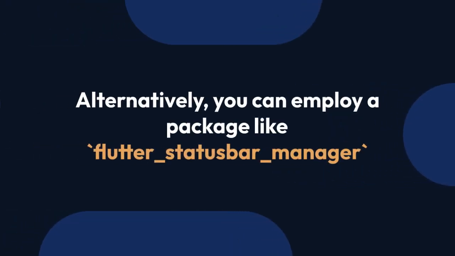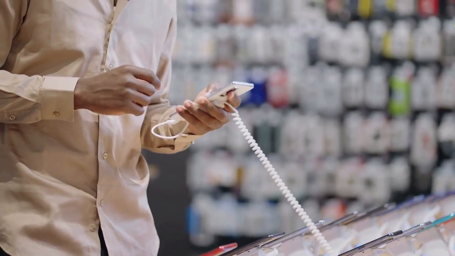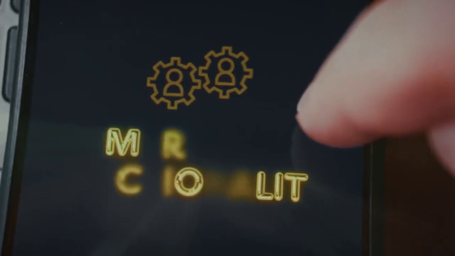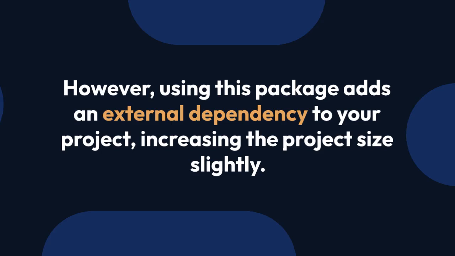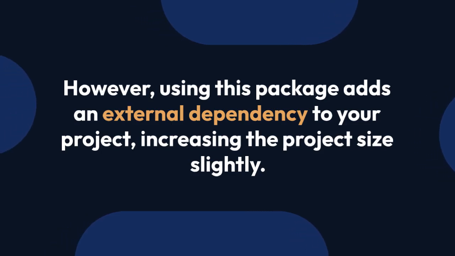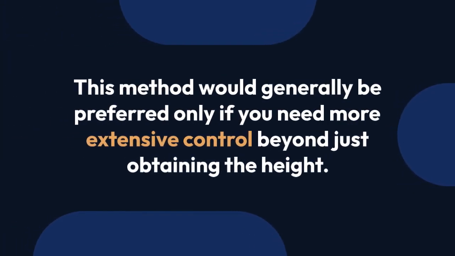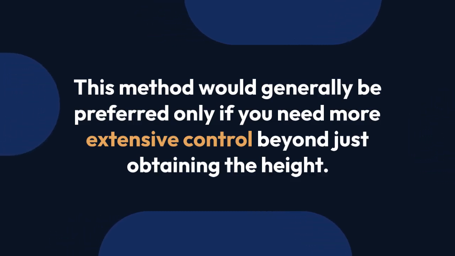Alternatively, you can employ a package like Flutter Status Bar Manager. This package offers more granular control over the status bar, allowing you to customize its appearance and even set its height directly. However, using this package adds an external dependency to your project, increasing the project size slightly. This method would generally be preferred only if you need more extensive control beyond just obtaining the height.